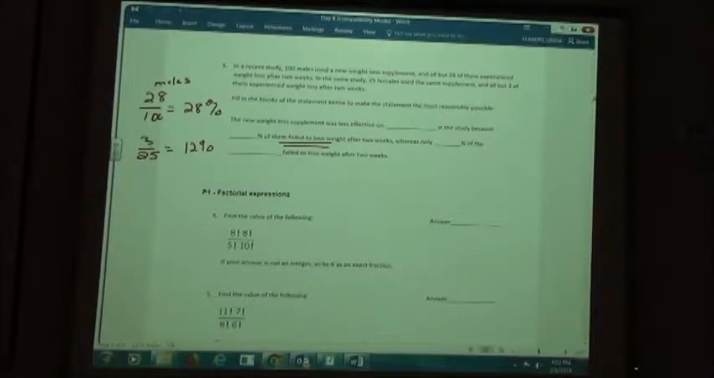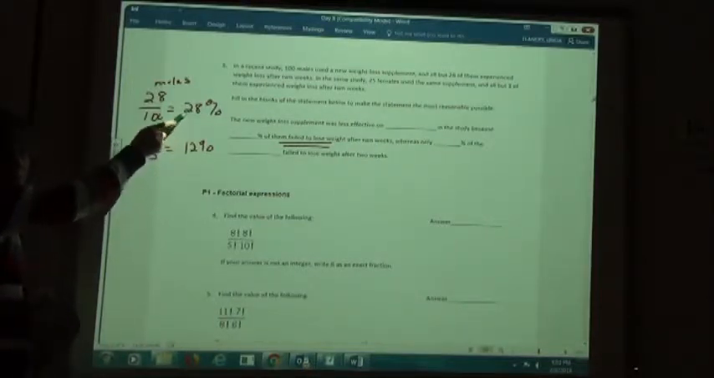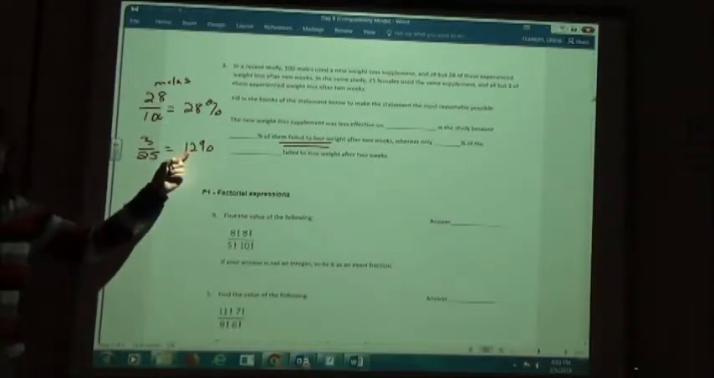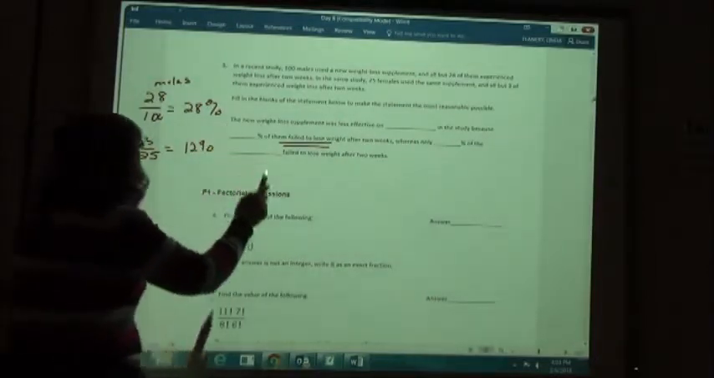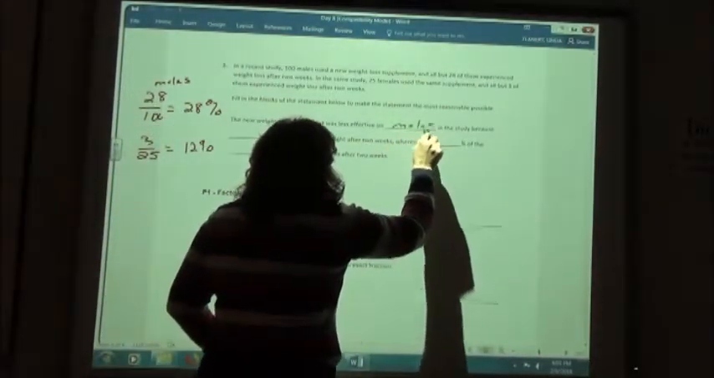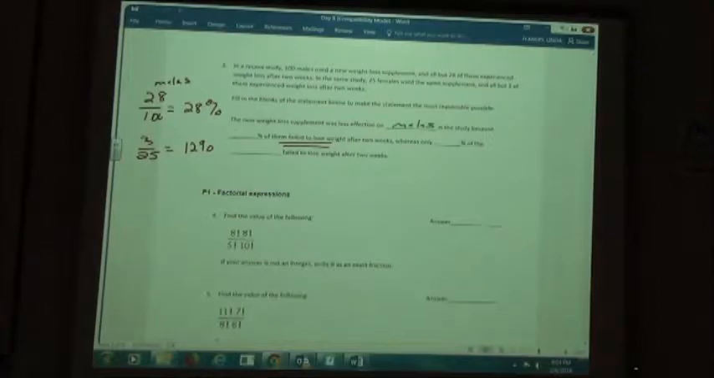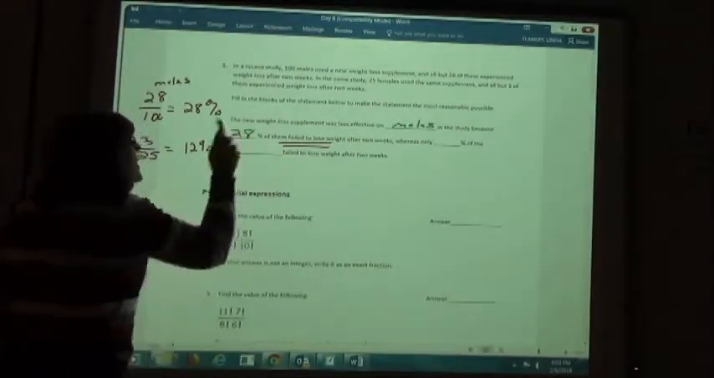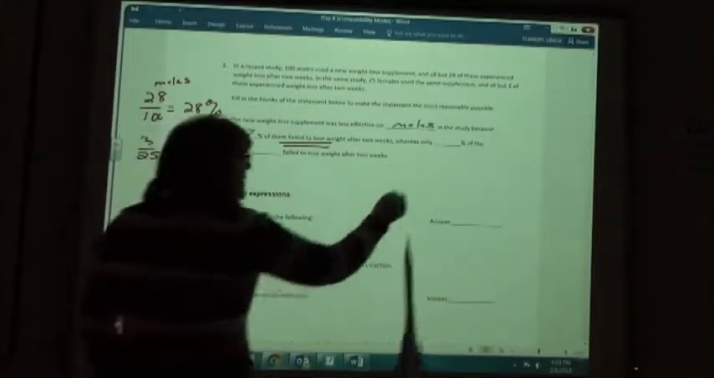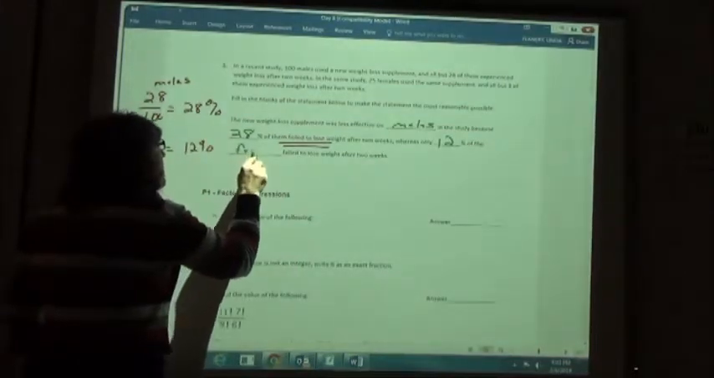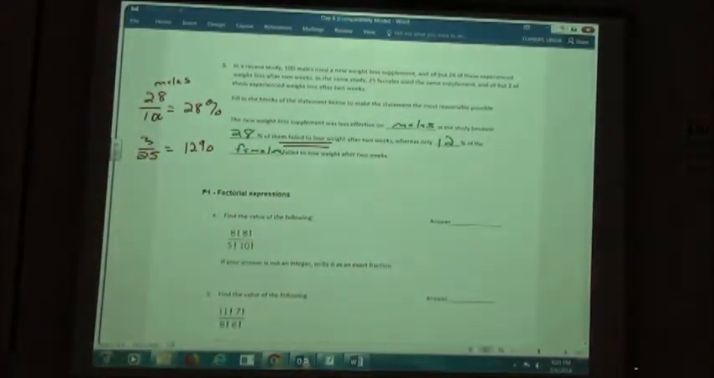So it was less effective on the males because 28% of them failed to lose weight, right? 12% of the women failed. Okay. That's where I'm getting messed up. I knew it was some crazy thing. So it was less effective on the males, even though the 28 is higher, but we're looking at how many failed to lose weight. A higher percent failed to lose weight, right? Whereas only 12% of our females failed to lose weight.